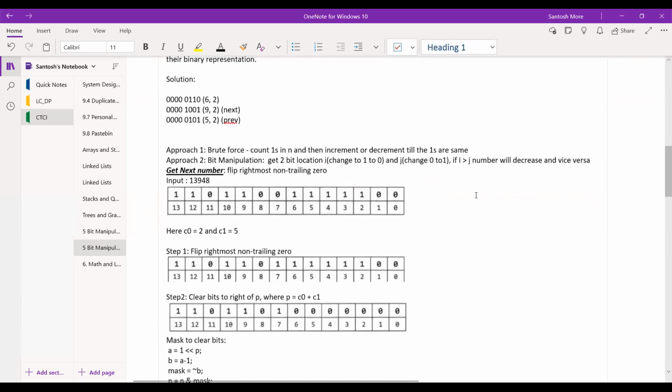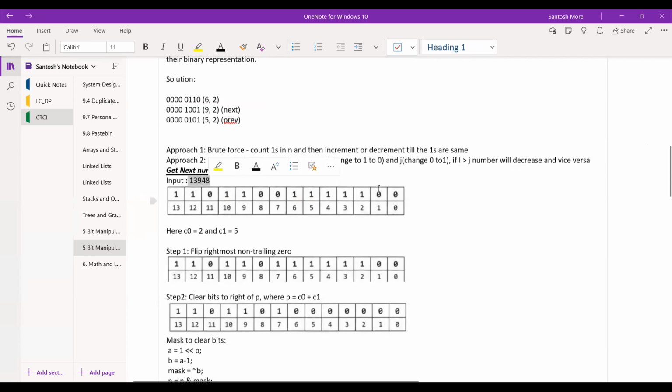Now, there are two approaches they have discussed in this book. One is bit manipulation. For the bit manipulation, he says if we get 2 bit locations i and j, and we change 1 to 0 at i, and for j we change 0 to 1, and provided i is greater than j, then we'll get a number which will decrease. If we do it the other way, it will be the opposite.